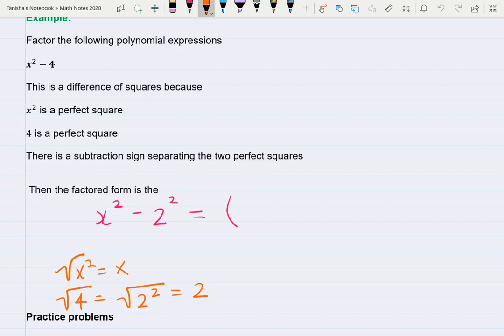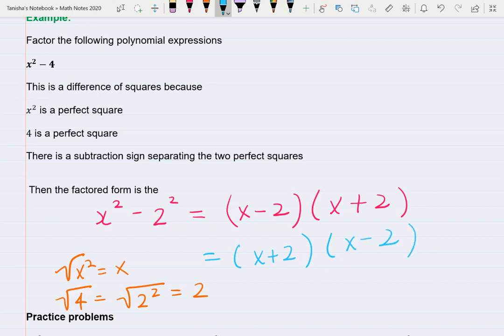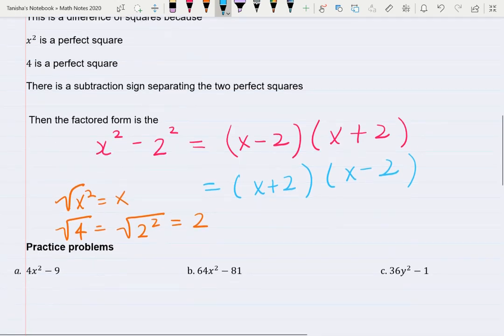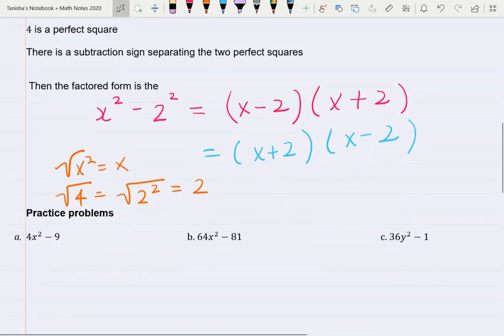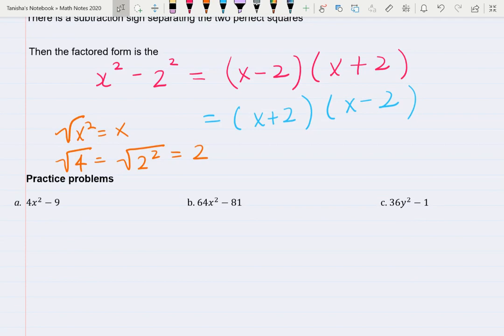So our factored form is going to be x minus 2, x plus 2. And I could have also written it as x plus 2, x minus 2. Again, we're multiplying these two binomials, so the order in which you show them does not matter. Pretty straightforward. Let's try some examples. Again, we can't just look at expressions and jump to difference of squares. We have to check to make sure that it is a difference of squares before we apply our formula.